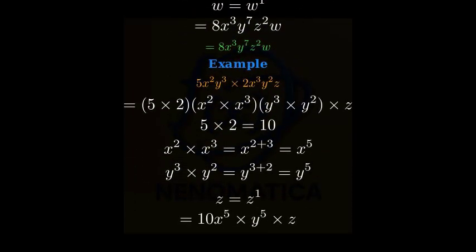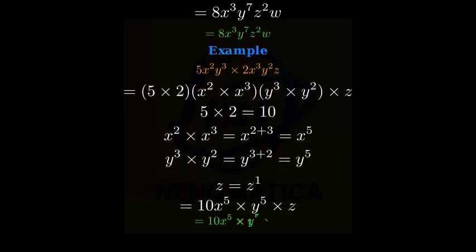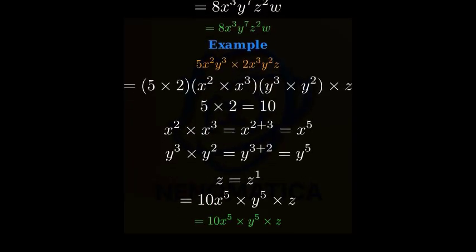5 times 2 equals 10. X squared times x cubed equals x to the 5th power. Y cubed times y squared equals y to the 5th power. And z remains as z. Therefore, our final answer is 10x to the 5th power y to the 5th power z.